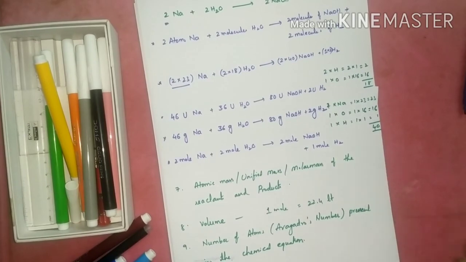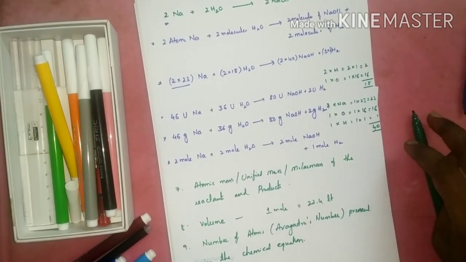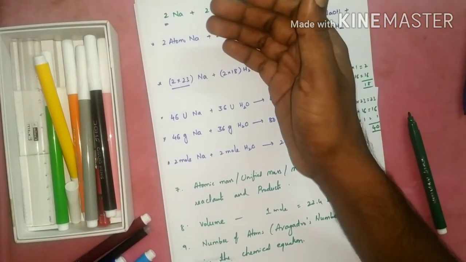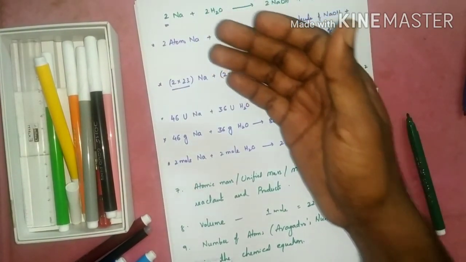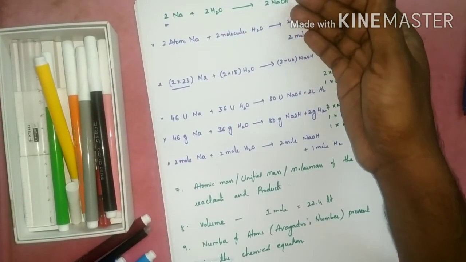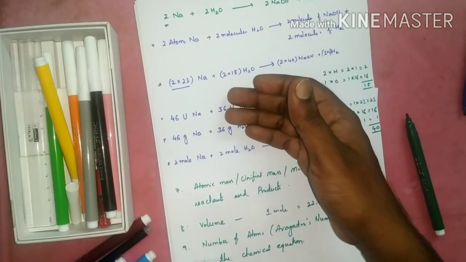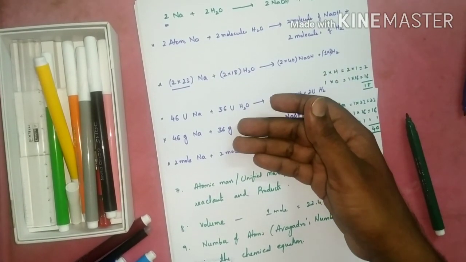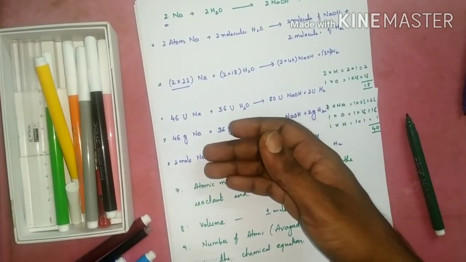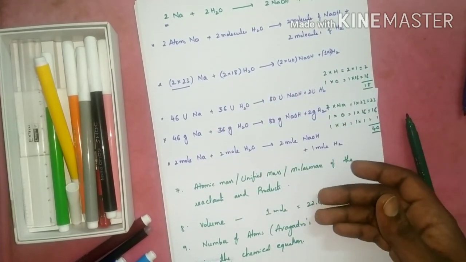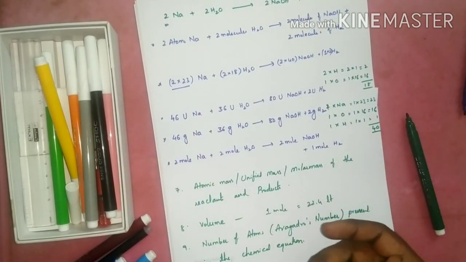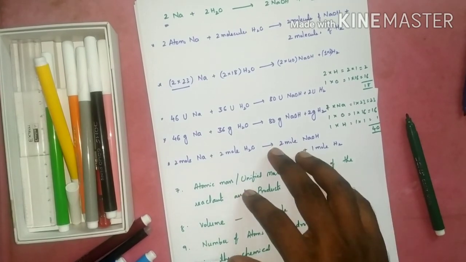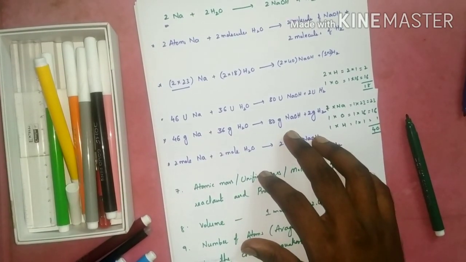So here mostly you have to focus on how to convert the given mass. When an equation is given, how to write that equation in terms of units, in terms of grams, in terms of moles, and how to convert from mole to liters, how to convert from mole to atoms. If you focus on this, numericals can be solved very easily.